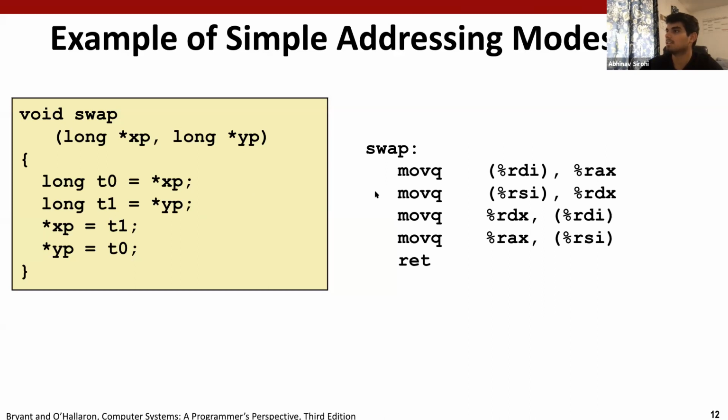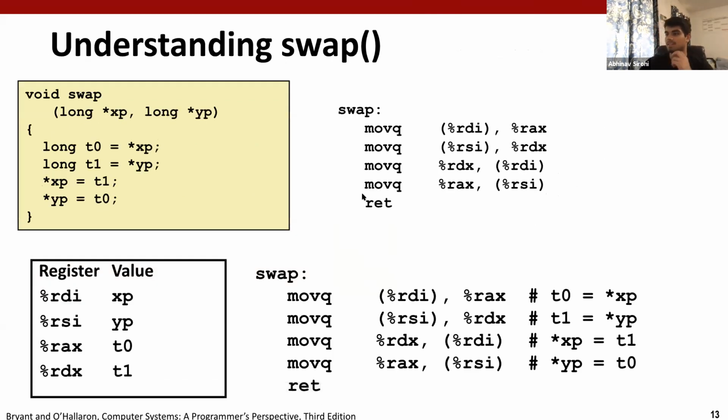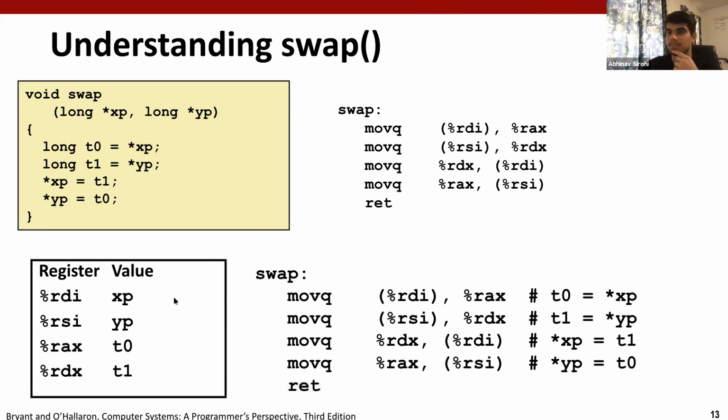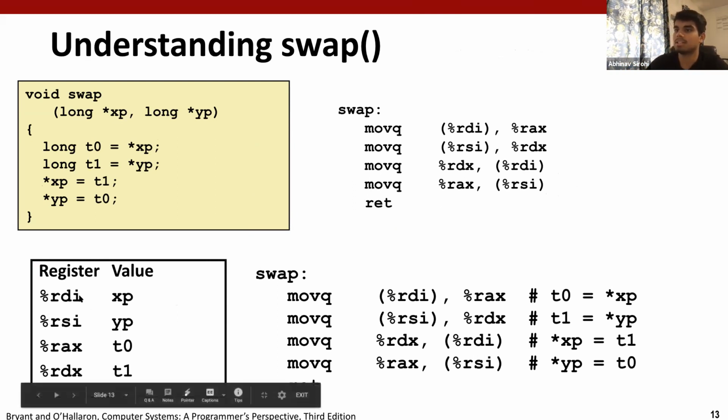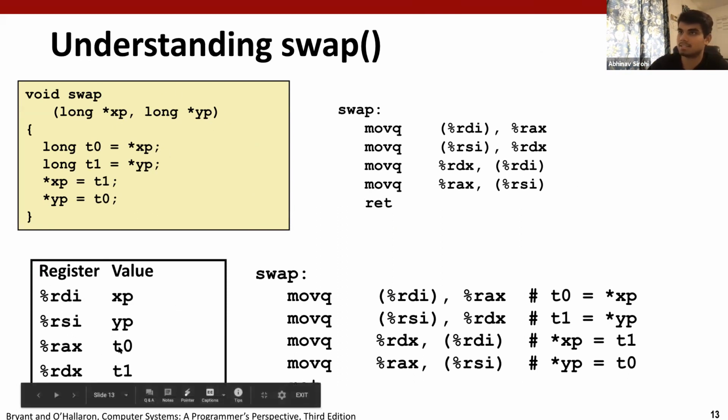And then we have a very similar function here in assembly. And this slide clarifies exactly what it's doing. So first we want to take a look at this box here that basically maps the registers to the variables, so we can follow along. So here RDI has the value XP, RSI is YP. So these are the parameters, and RAX is T0 and RDX is T1.